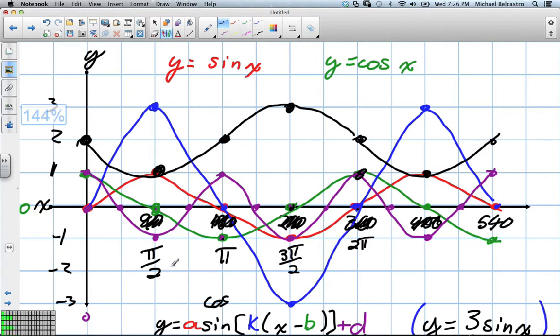Think of this as 1, 2, 3, 4. This would be 5 pi over 2. Good. This would be 6 pi over 2, but that can be reduced to 3 pi over 1, which is just 3 pi. So we can reduce it like this. Now we're in radians. That's it. We only change the x value.